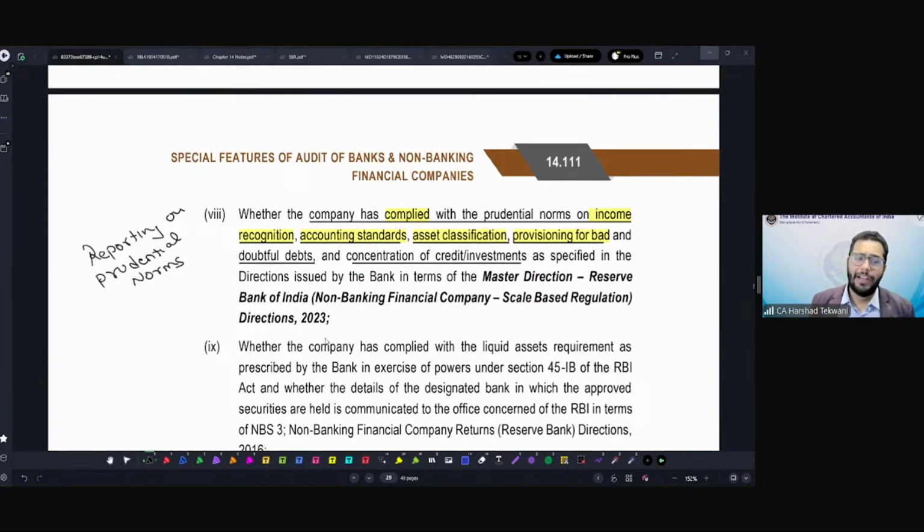Some students might have a doubt whether, sir, it's prudential norms or prudential regulations. Both are the same. It is used interchangeably because earlier they were known as prudential norms. Somewhere it is reported as prudential regulations, but usually they are known as prudential norms, not regulations. They are norms specified in the master direction, but sometimes it is used interchangeably, so perfectly fine.